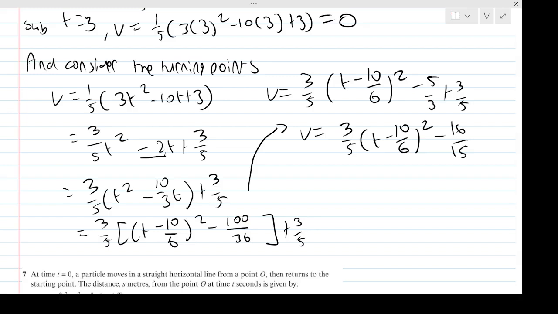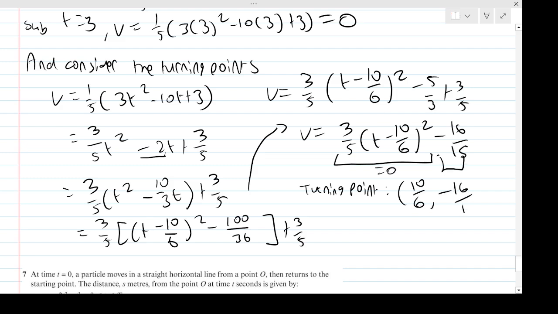So that's in completed square form. Quite an ugly one actually to complete the square on. But there we are. Alternatively, again, you could just differentiate for the turning point. But actually now the turning point, we set the bracket to 0. That means t is going to be 10 over 6. And then when the bracket is set to 0, we're just left with minus 16 over 15.